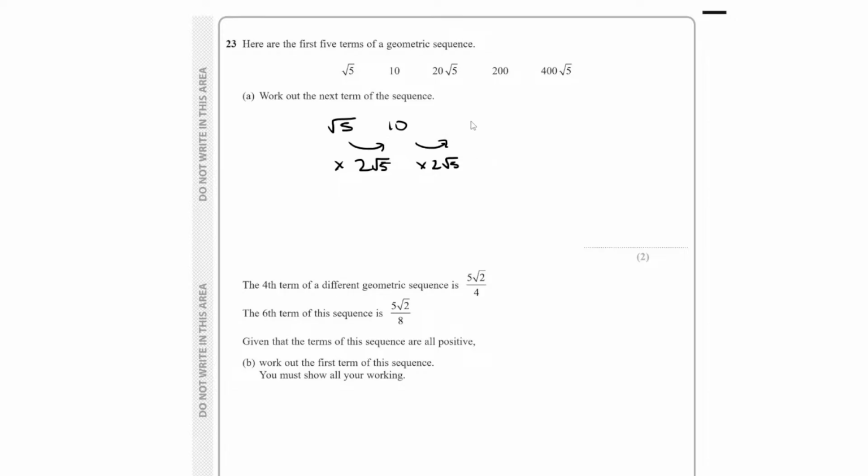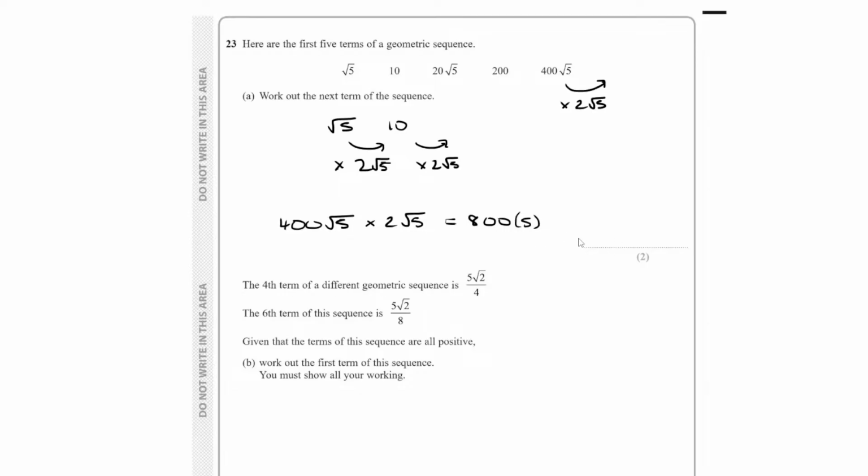And so on. So I figured out that the difference was multiplying by 2 root 5, and they said, what's the next term? So I just need to take the 400 root 5 times it by 2 root 5. So 400 root 5 times 2 root 5, basically surds again. You obviously multiply the whole numbers, which is 800, multiply the surds, which gives you root 25, which is obviously then just 5, isn't it? So you then need to do 800 times 5.